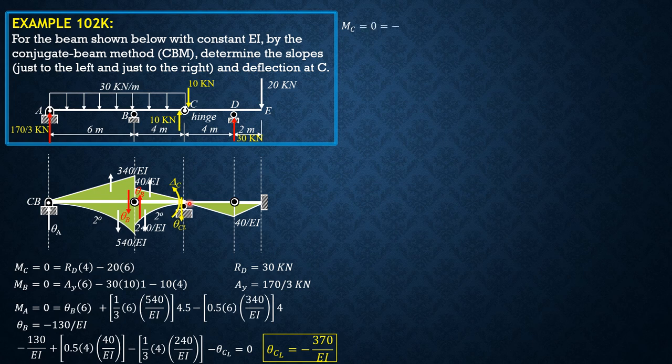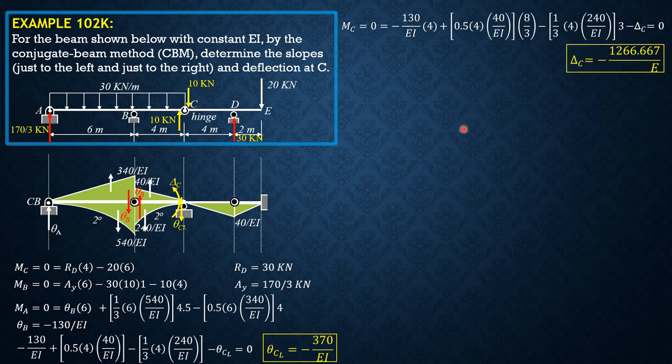Then summation of moment C equals 0, clockwise positive. So negative 130 over EI times 4, for theta B times 4, plus 0.5 of 4 times 40 over EI, with 2 thirds of 4 being 8 thirds as the moment arm. Then minus 1 third of 4 times 240 over EI. This distance is 4 meters divided by degree plus 2, 4 over 2 plus 2, so 1, so that means the moment arm is 3 meters. Then minus delta C equals 0. So from here we can solve delta C. Delta C is equal to negative 1266.667 over EI.